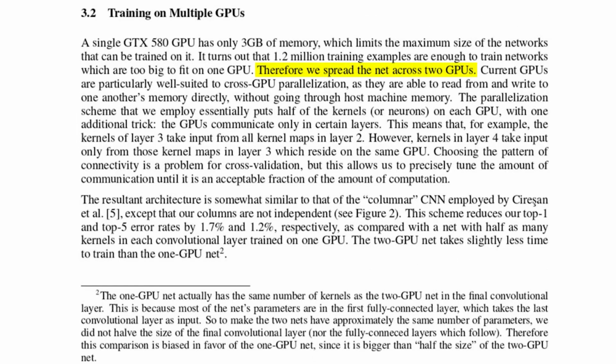AlexNet was trained using two NVIDIA GTX 580 GPUs, which allowed the model to be trained in parallel, and that greatly sped up the process. This was one of the first times GPUs were used for deep learning at scale, enabling networks to grow deeper and larger than ever before.